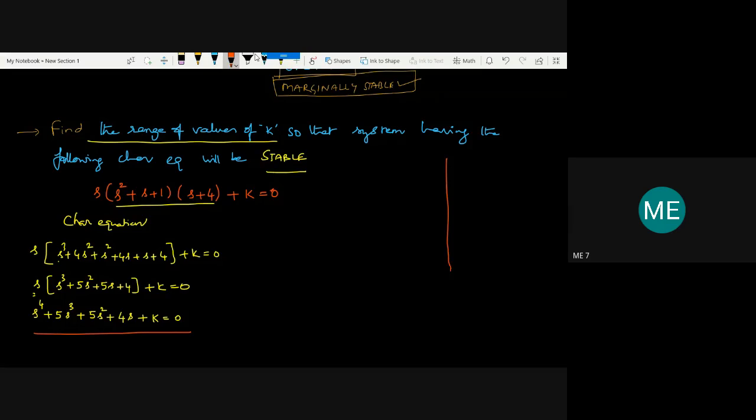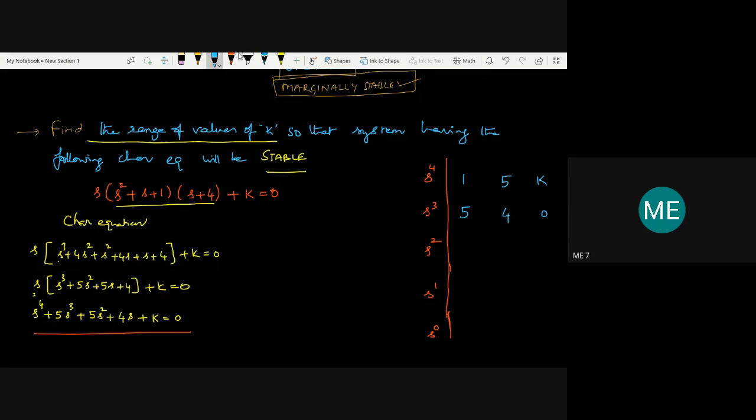Say the Routh array. What are the coefficients we have? s to the power of 4, then s cube, then s square, then s to the power of 1, then s to the power of 0. I'll write the coefficients: 1 and 5 here, then 5 and 4 here, and here is k. Nothing else is there because the last is k, so the next is 0.